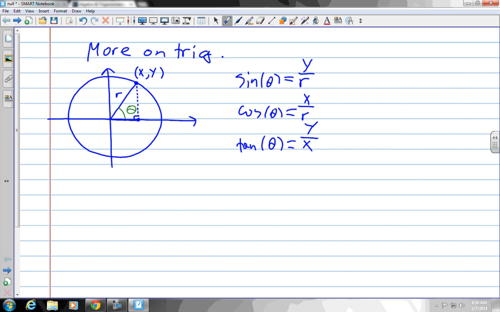And then, of course, the other three: the cosecant theta is the reciprocal of sine, so that's r over y. The secant theta is the reciprocal of cosine, so that's r over x. And cotangent theta is the reciprocal of tangent, so it's x over y. Okay?